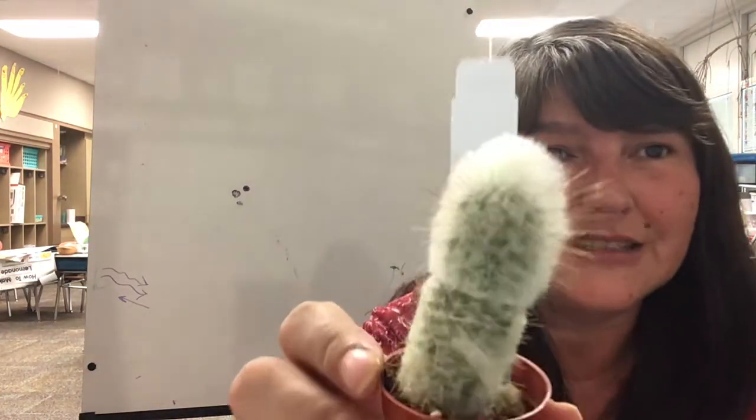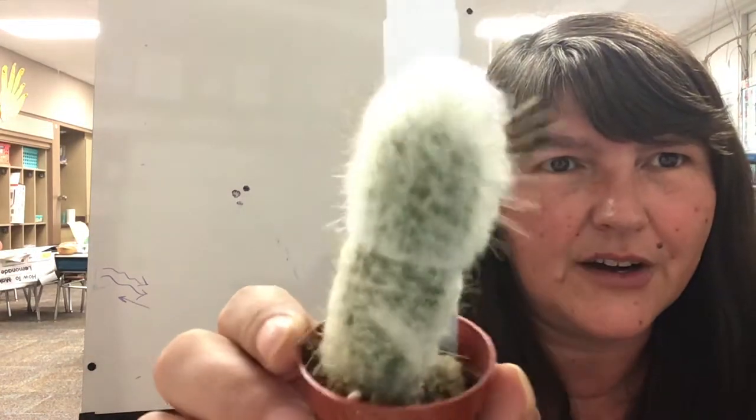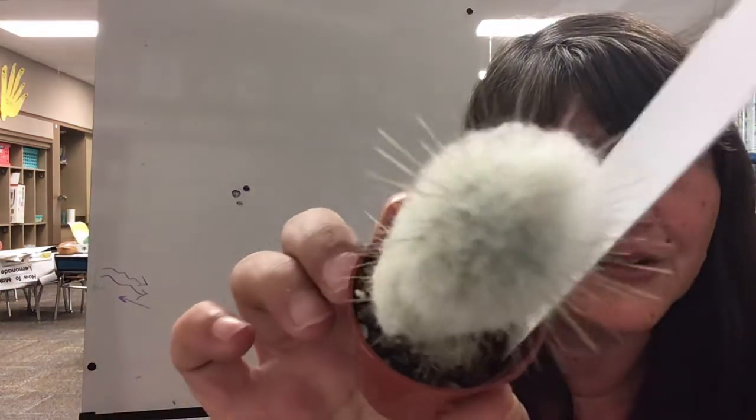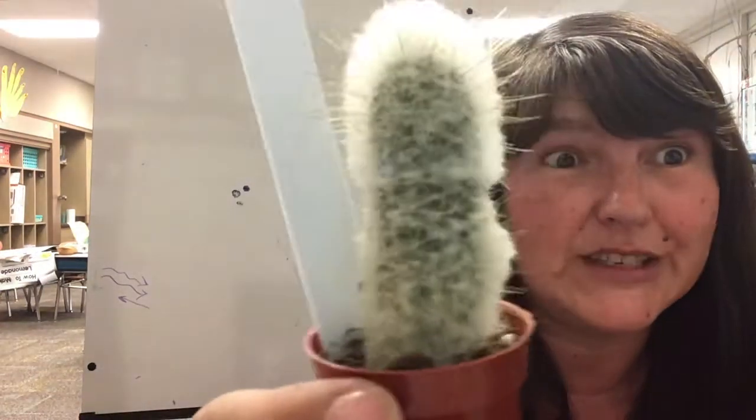But if you look at this cactus, he's covered in fur. I think that's why they call it an old man, because he looks like he has whiskers.